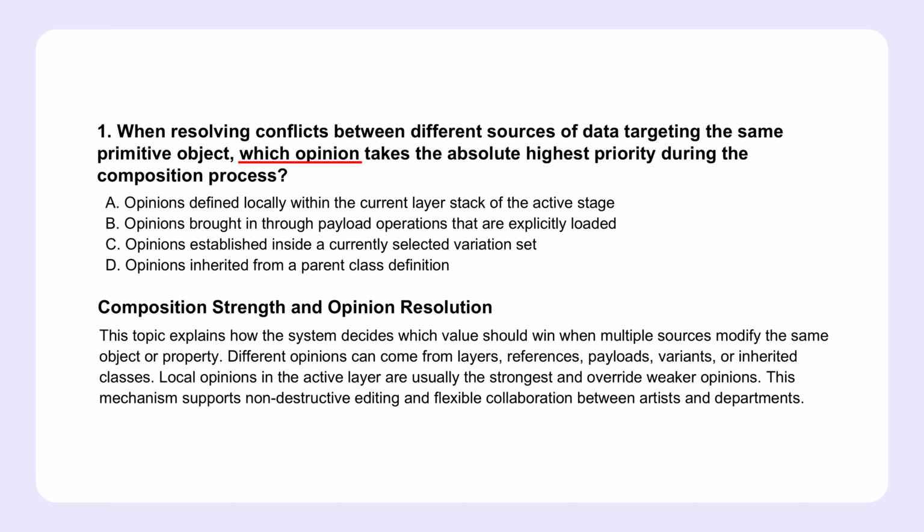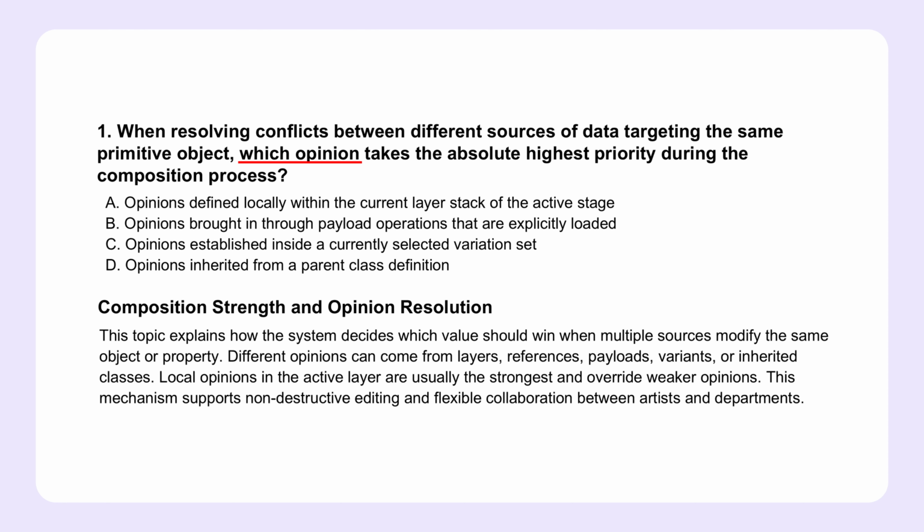Okay, let's unpack this. Before we crown option A as the winner, why are the others subordinate? What pushes them down the ladder? It's all because of where the data originates. Option D, an inherited class, provides the baseline rules. It's totally foundational. A payload, option B, is external data you've invited in. A variation, option C, is just a pre-offered choice. But option A, the locally authored opinion on the active stage, is the artist's current workspace. Ah, I see. The system is designed to always defer to the direct local intent of the user.